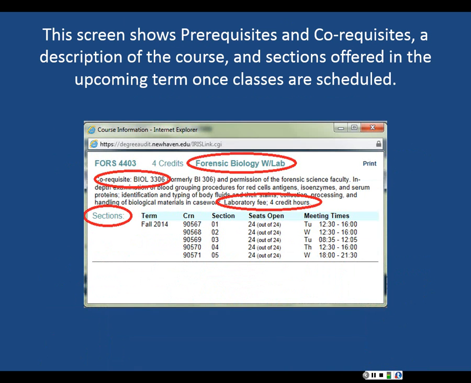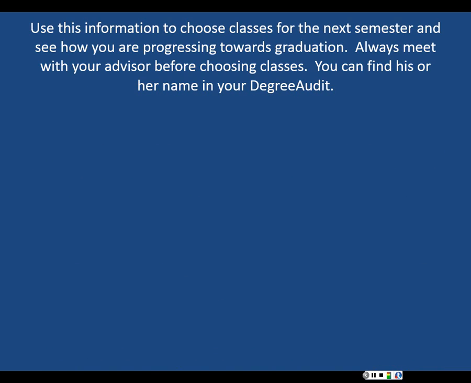So again, like I just mentioned, the screen shows prerequisites and co-requisites. It lets you know if there is a lab fee, how many credits, and what time the class is scheduled for the next particular term.